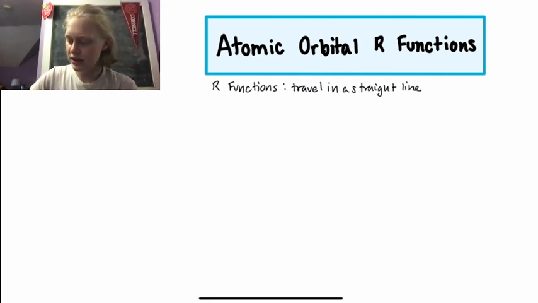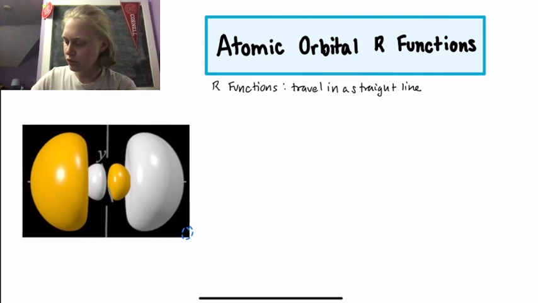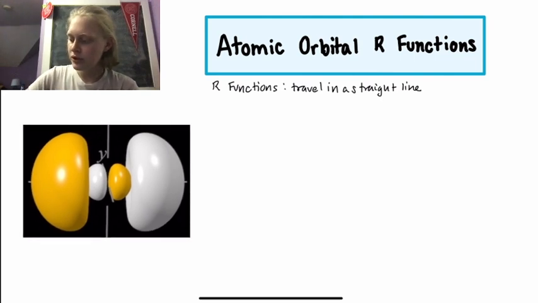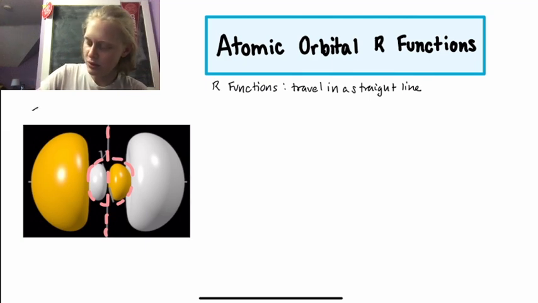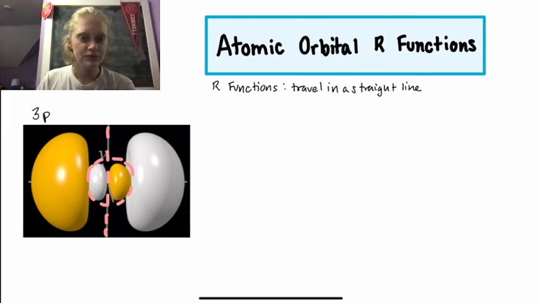Okay, so let's see what that would look like with this orbital. This orbital has one angular node down the middle and one radial node. And because of that, it is a 3p orbital. So in this video, I'm going to designate that all the areas in yellow are positive and all the areas in gray are negative, but you could have done it the other way.